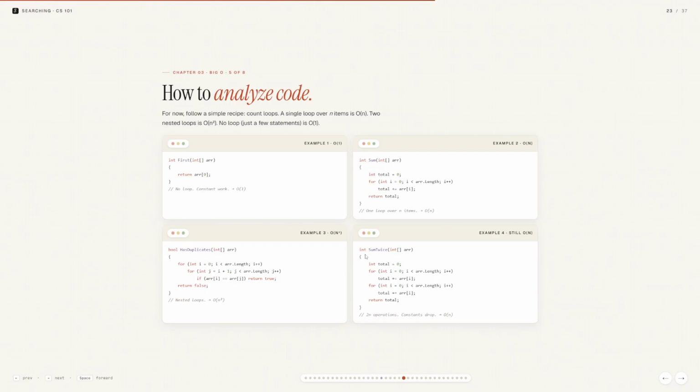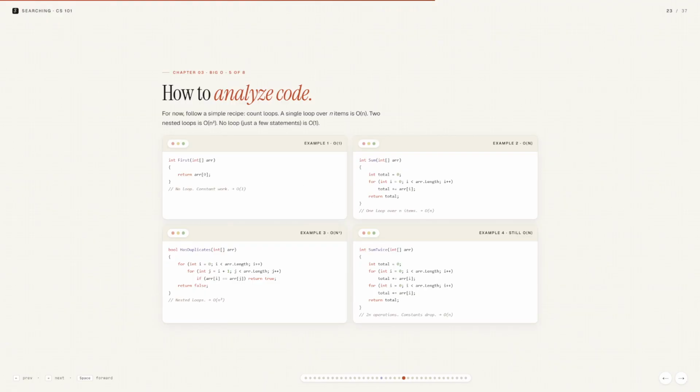Now here is example 4, sum twice. Example 4 is going to be a bit of a tricky one, but I'll do my best to explain it. So here's 2 loops, but don't you notice how these loops are? Unlike over here in example 3, these 2 loops are not nested. They're one after the other. Each runs n times. The total is 2n iterations.